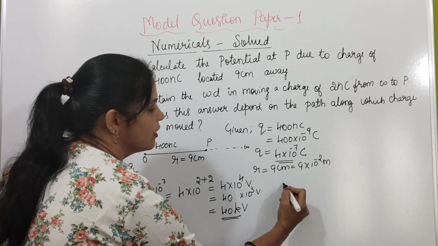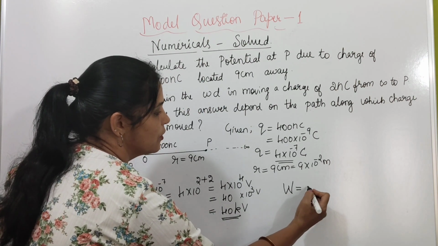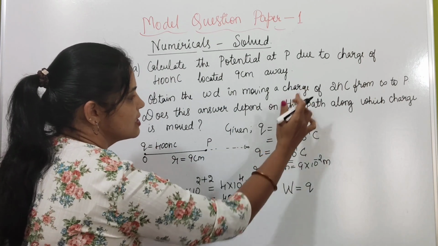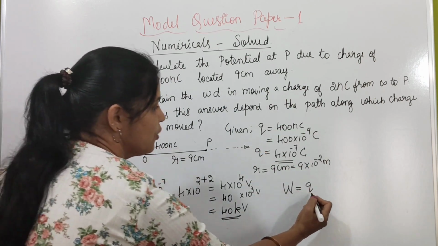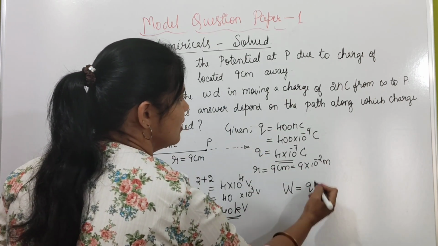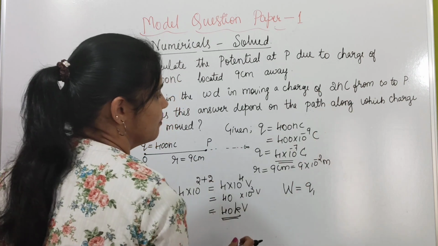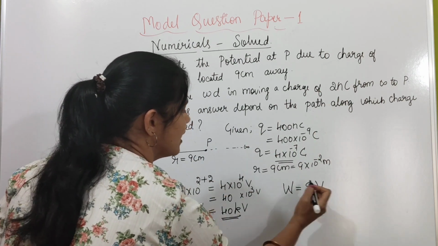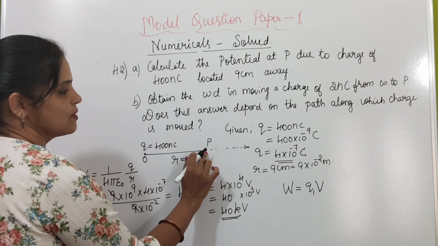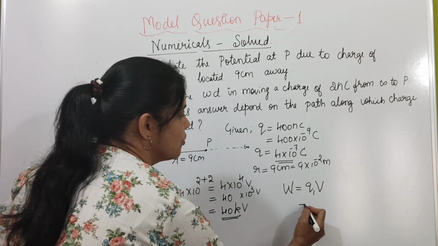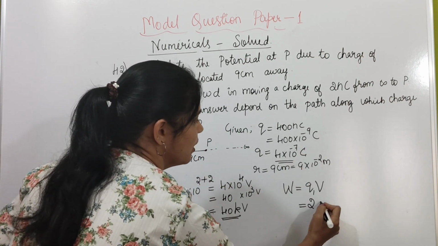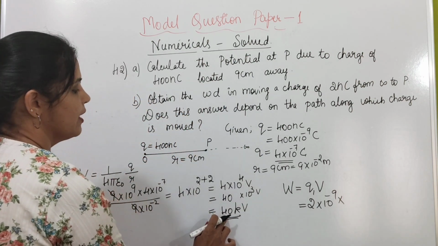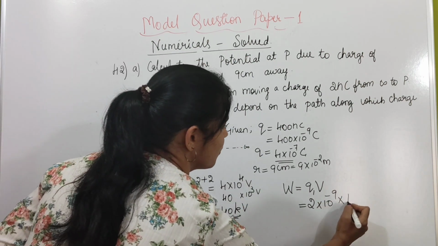So how to calculate the work done? Work done is equal to the charge you are bringing. Let us consider this charge is Q1. What is Q1? It is the charge given, 2 nanocoulomb. So Q1 into the potential at this point. Q1 is 2 nanocoulomb, 2 into 10 to the power minus 9, into the potential at that point, which is 40 kilovolt.